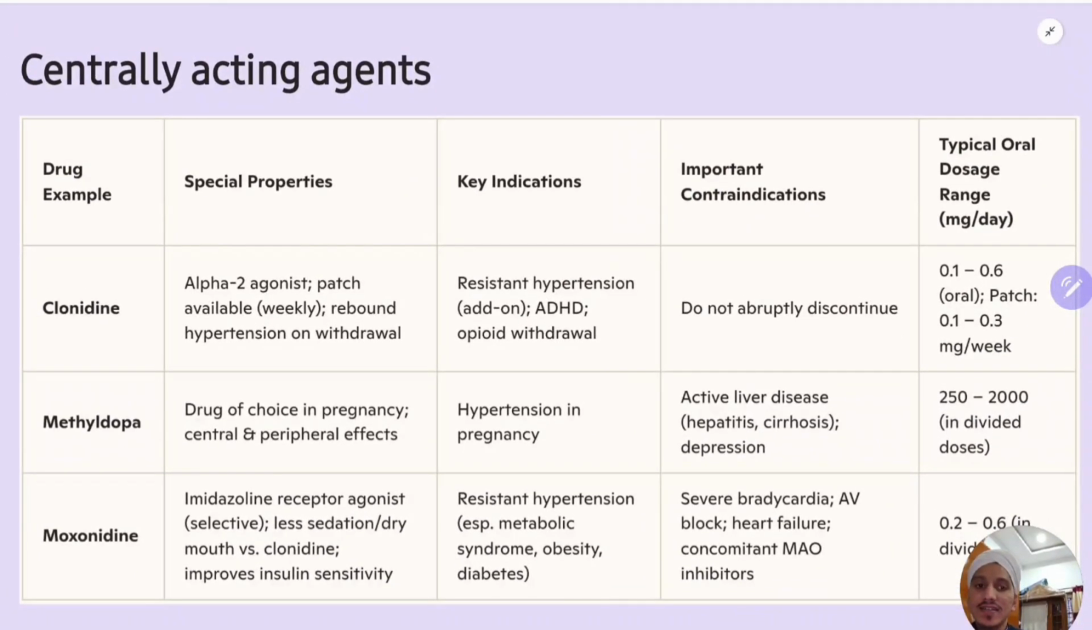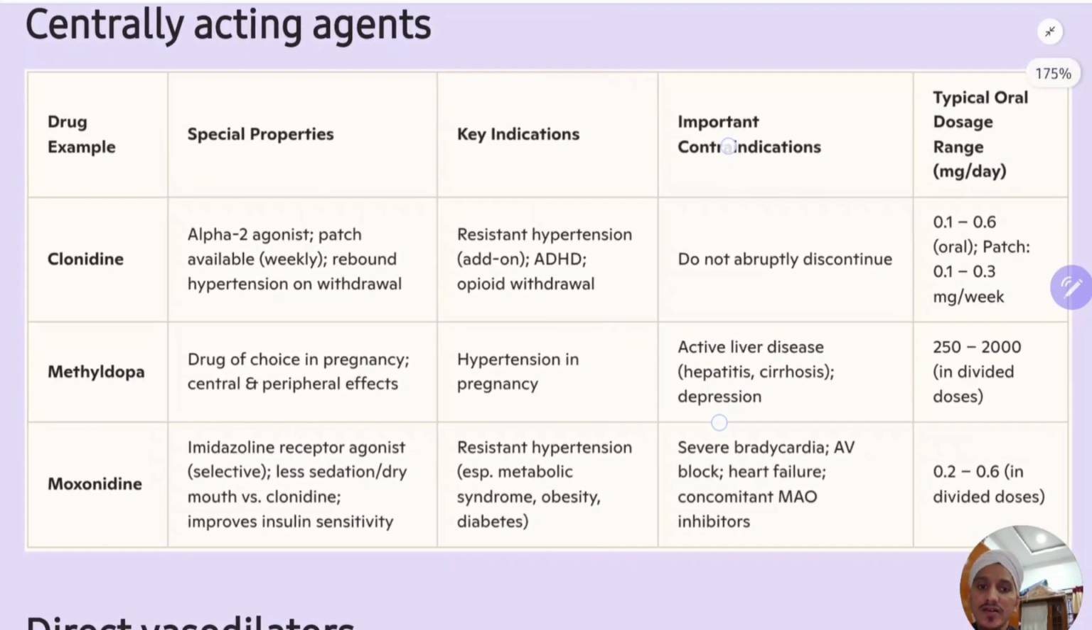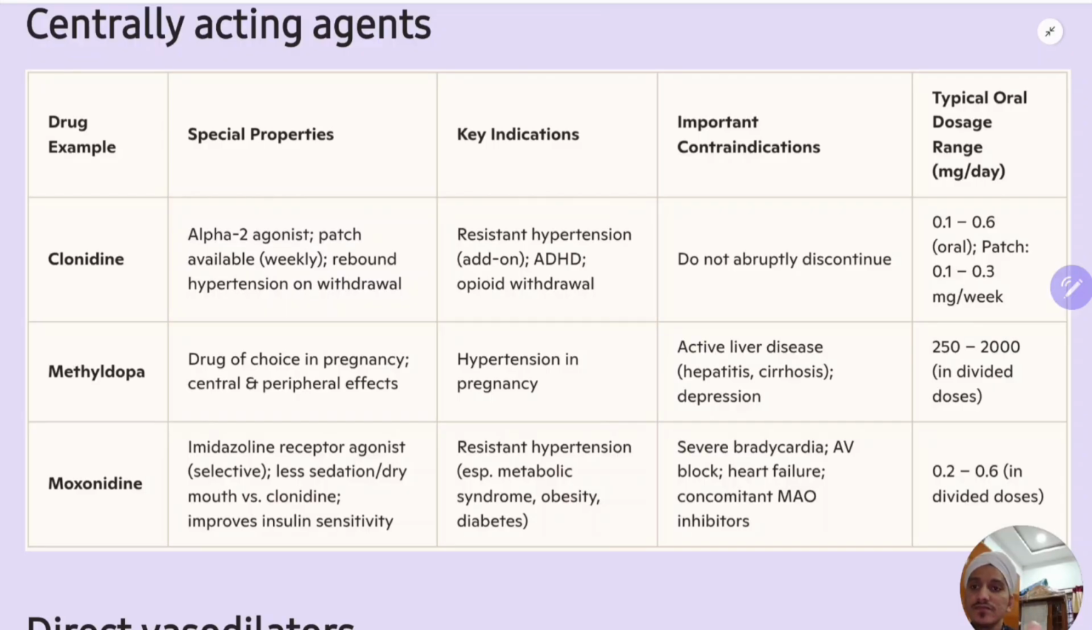Now some centrally acting antihypertensives, acting in the central nervous system. Which are those antihypertensives which are used and which act centrally? So the first one is clonidine, as you know. It is an alpha-2 agonist.